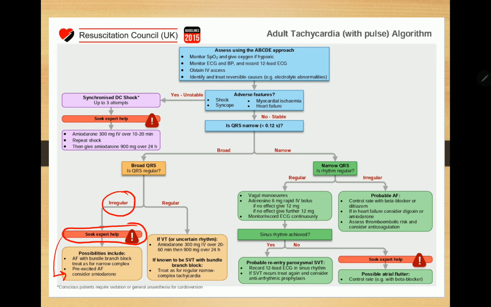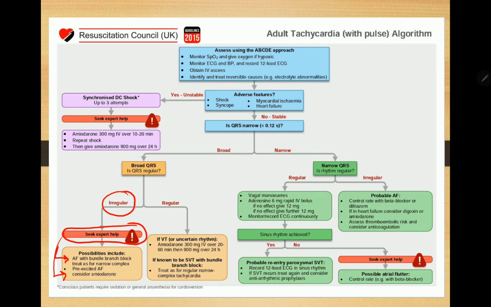That is, they have got the Wolff-Parkinson-White syndrome. Then giving them any AV nodal blocking agents would be horrible. So that's why we need to make sure and differentiate whether the rhythm is broad because of the bundle branch block or because of the accessory pathway.